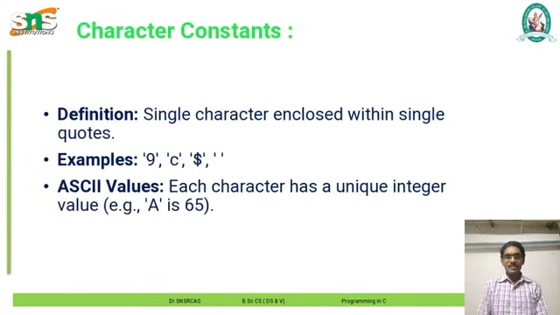Character constants. A single character enclosed within single quotes. Examples: '9', 'c', and the dollar symbol within single quotes. Each character has a unique integer value, which is termed its ASCII value. For example, capital A has the ASCII value 65.